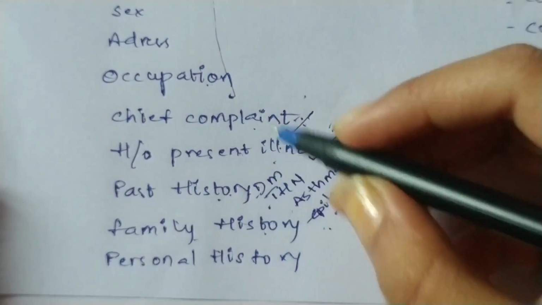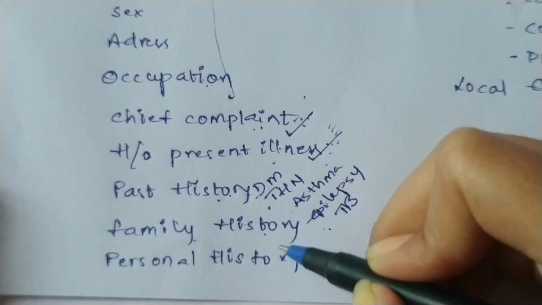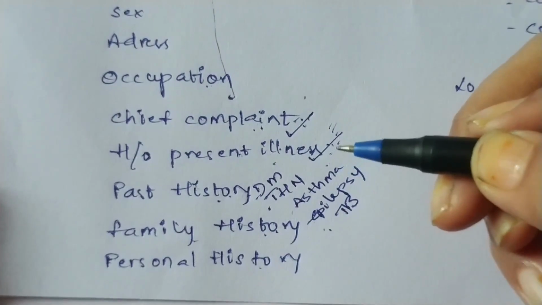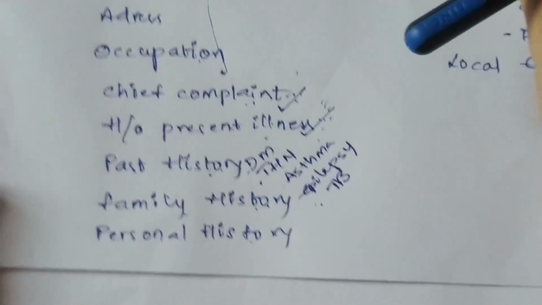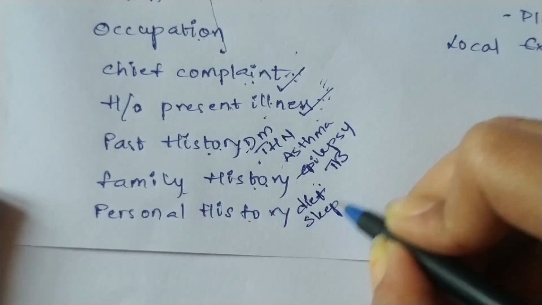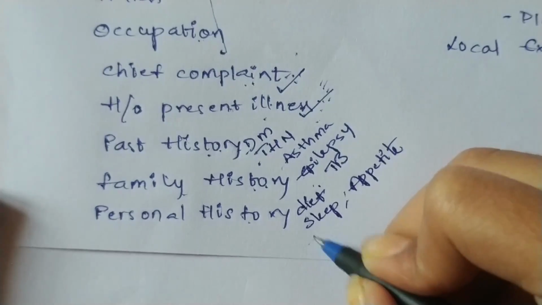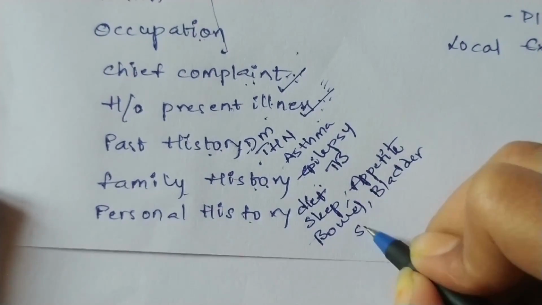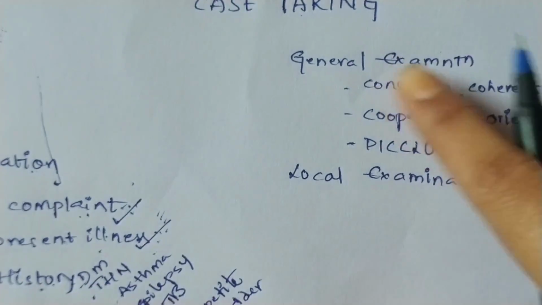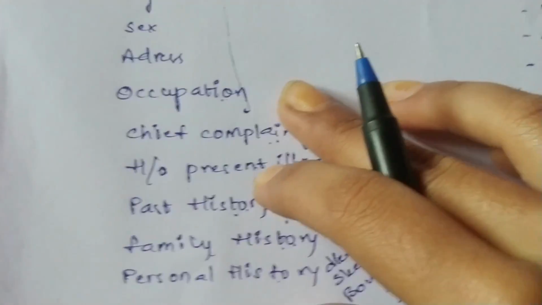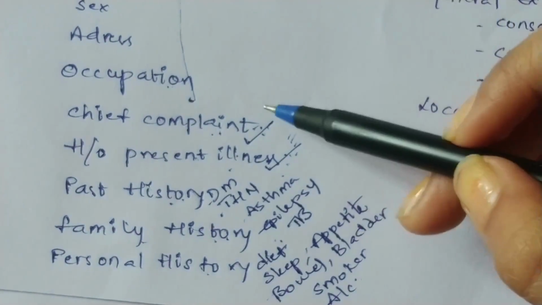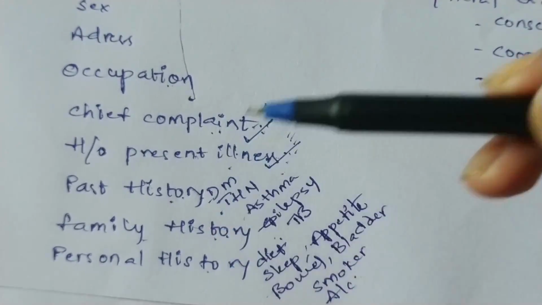And family history, if this chief complaint is present in the family, right? Then personal history, you have to ask about their dietary habits, and sleep and appetite, and bowel and bladder, and also whether they are a smoker or alcoholic. Now we have completed general history: name, age, sex, address, occupation, chief complaint, history of presenting illness, past history, family history, personal history.